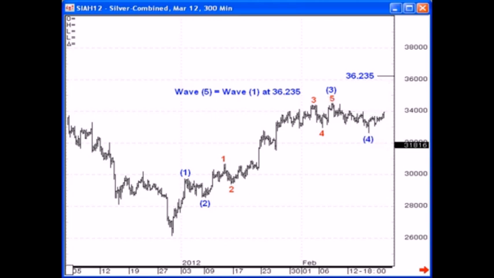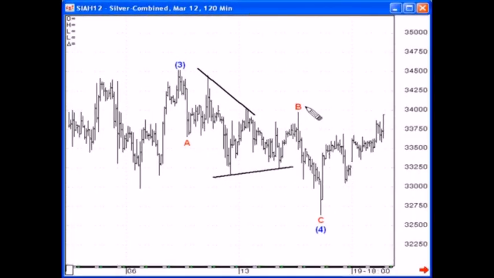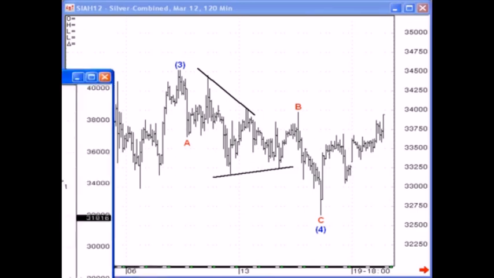Now in the short term, I want to look at the substructure here to make sure the move to the downside is indeed a counter trend move. And as you can see here, basis this interpretation, we have an A, triangle B to the downside. So that fits with the idea that we do indeed have a fourth wave pullback here in silver, and that we can look for silver to continue higher in that fifth wave move up again to that 36.23.